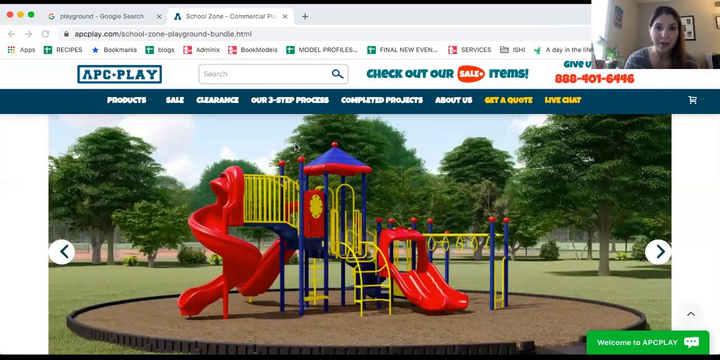Here's a picture of a playground that I found. It's got a swirly slide and a straight slide over here. It's got some monkey bars to climb across. Oh, so much fun. So let's go over what our targets are today.